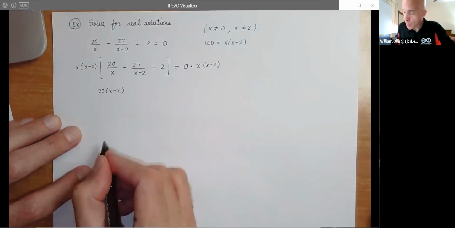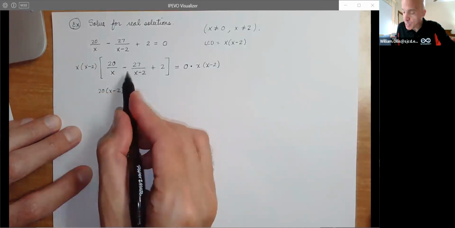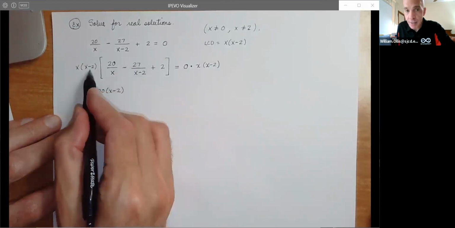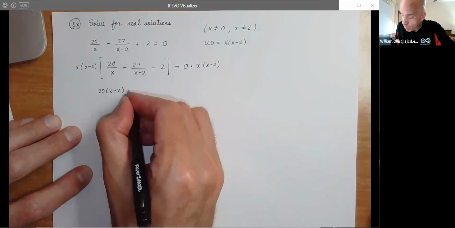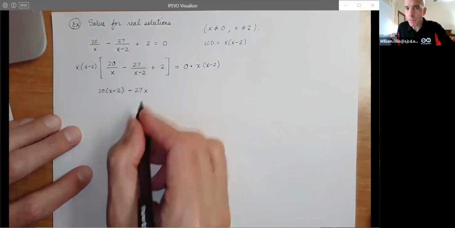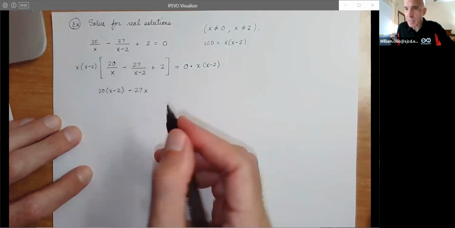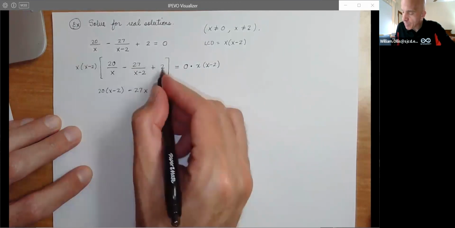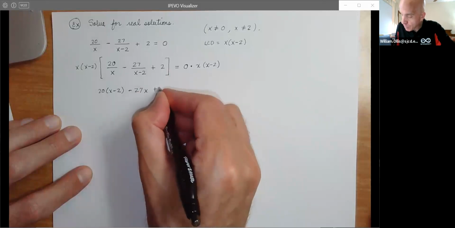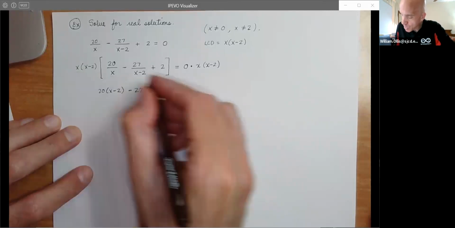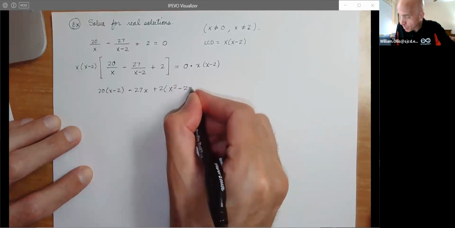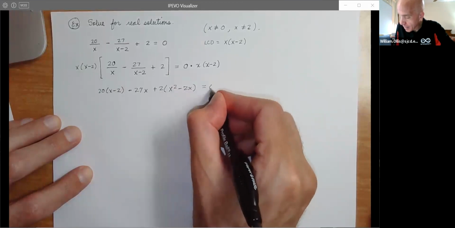So that's very simple. And now when we look at the expression negative 27 divided by x minus 2, the x minus 2 is absorbed, and we're left with negative 27 times x. So this is more of a visual process to cut down on the amount of work. And now the 2, there's nothing to absorb anything. So we have plus 2. And of course, this is just x squared minus 2x if we multiply that. And of course, the right-hand side is 0.